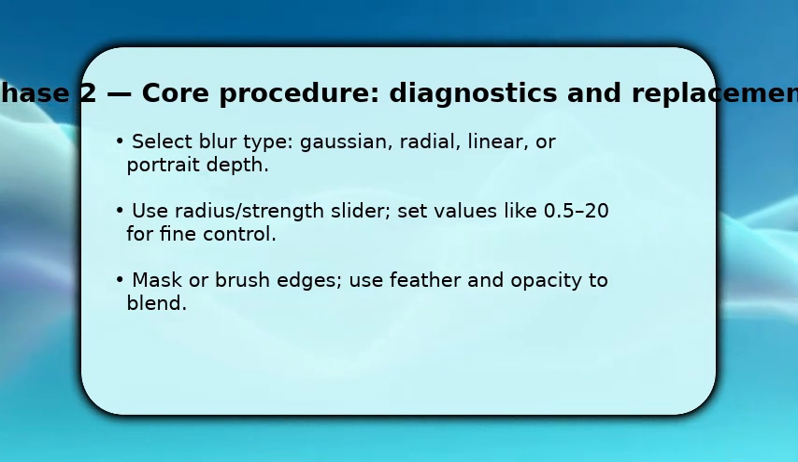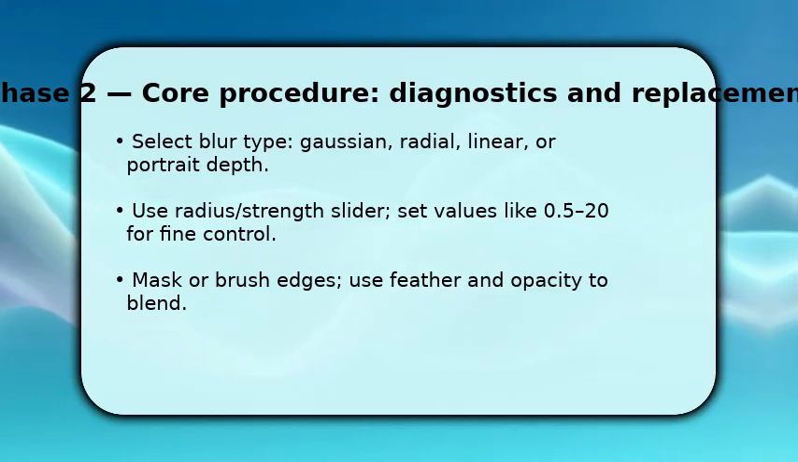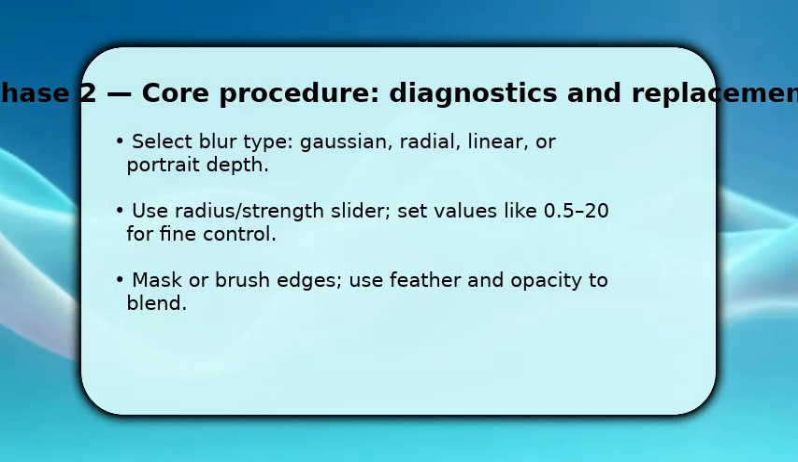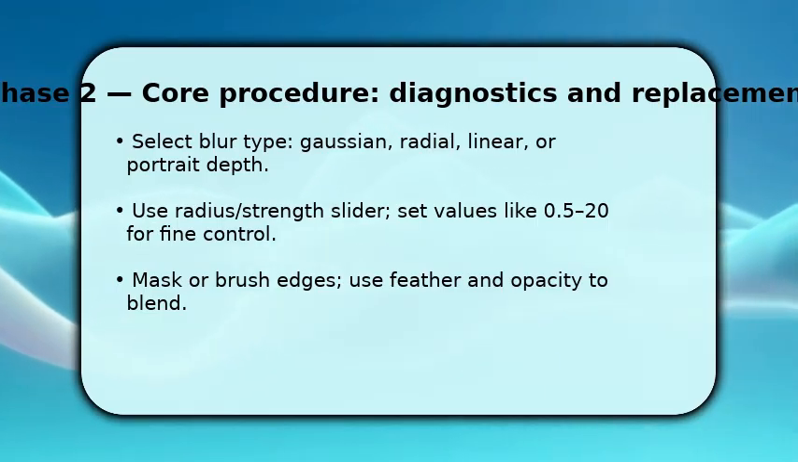First, choose the blur type, Gaussian for even softening, radial for vignettes, linear for horizons, or portrait for depth-based separation. Once chosen, slide the radius or strength control to dial intensity and watch the preview.